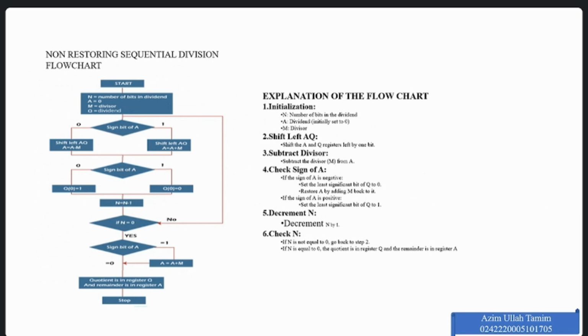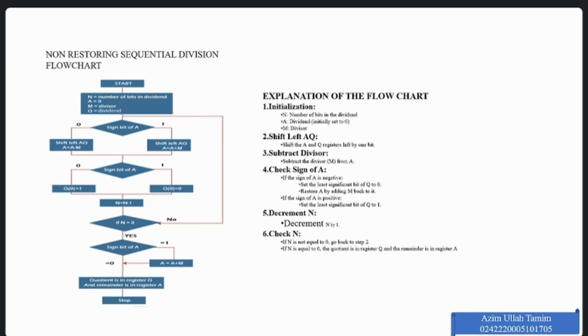Explanation of the flowchart is: initialization, n is the number of bits in the dividend, A is initially set to 0, Q is the dividend, and M is the divisor. Shift left AQ, shift the A and Q registers left by 1 bit. Subtract divisor, subtract the divisor from A, then check the sign of A. If the sign of A is negative, set the least significant bit of Q to 0, restore A by adding M back to it.